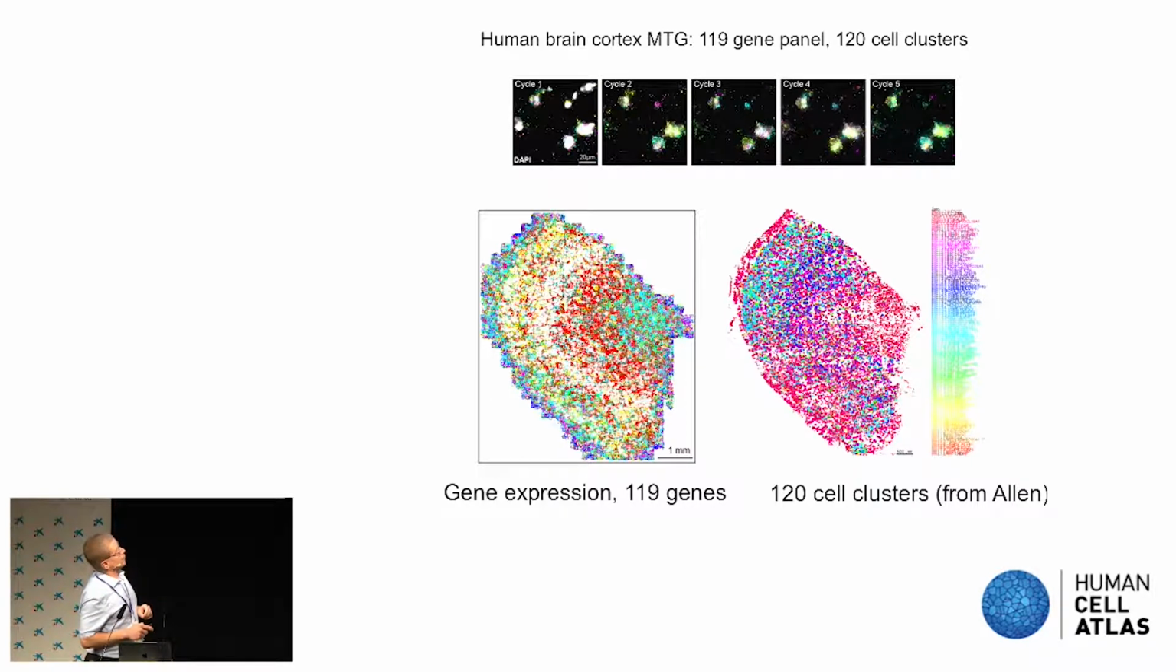What we did was target 119 genes in the human brain cortex, MTG. We generated data, and we actually optimized the chemistry a bit, so now we generate even stronger signals and can decode much more dense data. So this is much more than 20 to 30 reads per cell. It will be a lot more, and we generate the molecular maps. This is the distribution of the 119 different genes, and we draw a probabilistic cell map of the 120 different cell clusters that we found on the Allen Brain homepage.